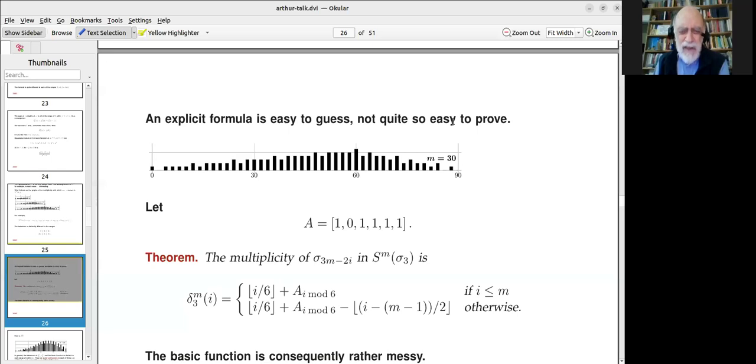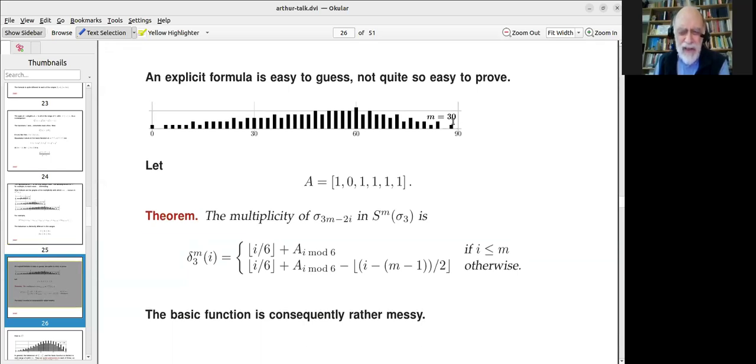In fact, in this case, you can guess a formula by just looking at the bar graph, and you can figure out that you set some A equals some array of length 6, and then the decomposition multiplicities are given directly in terms of that, in terms of values of A modulo 6. So you get what's called a quasi-polynomial periodicity. What this means is that there's a period, in this case 6, and in each congruence class modulo that period, modulo 6, the decomposition multiplicity is given by a polynomial function.